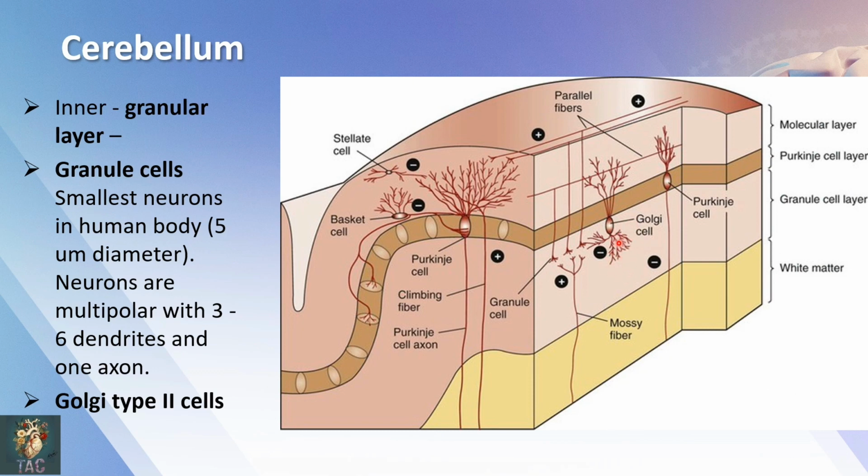Next type of cell which is present in the granular layer is the Golgi type 2 cell, which is also an inhibitory cell. It has many dendrites and axons which enter into the molecular layer where they also synapse with different cells. So two types of cells are present in the granular layer. These are the granule cells and the Golgi cells. One type of cell is present in the middle layer, that is the Purkinje cell layer, and these cells are Purkinje cells. And two types of cells are present in the molecular layer. These are the stellate cells and the basket cells.